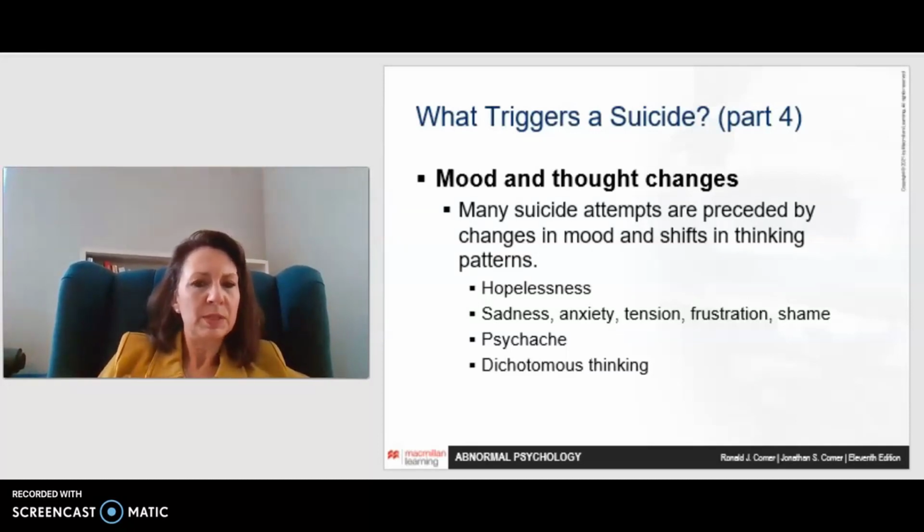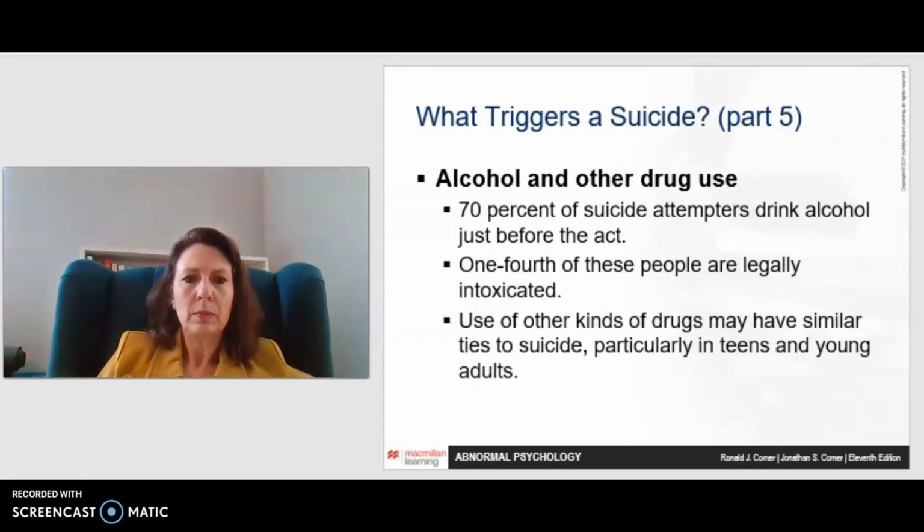And then there's dichotomous thinking patterns where it's like a black or white thought process, like if I don't get this job, everything will be lost in my life. So these dichotomous patterns of thinking can produce suicidal behavior as well.